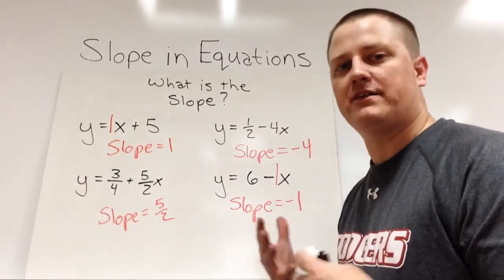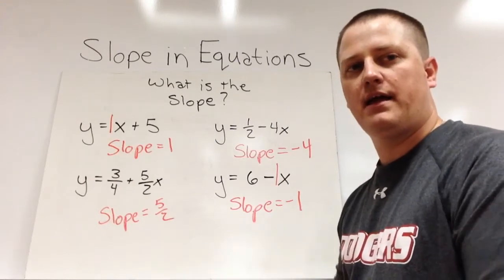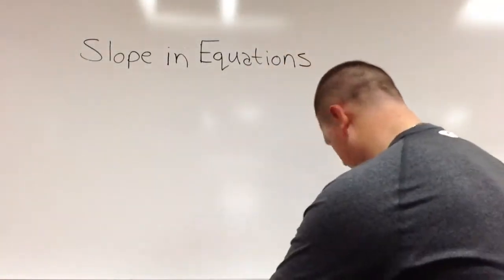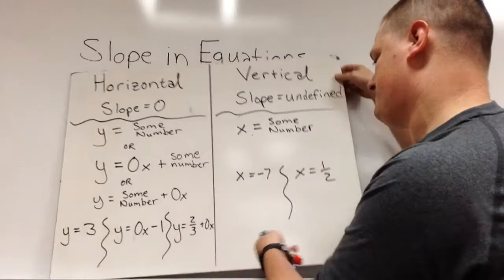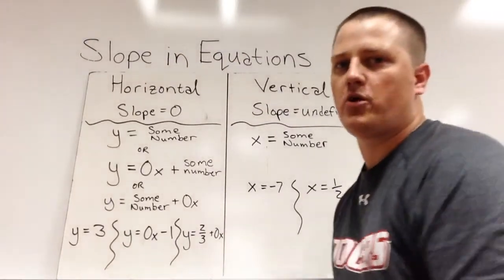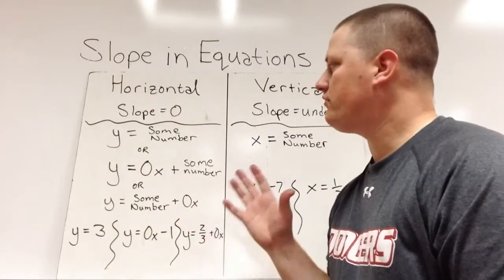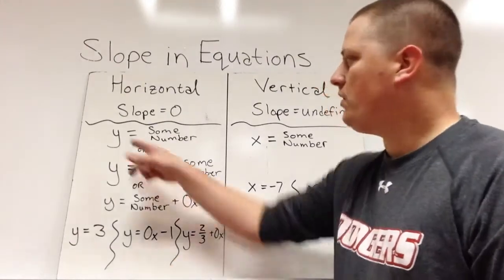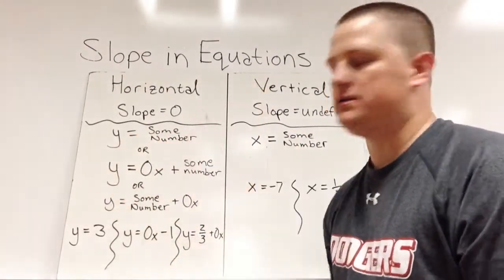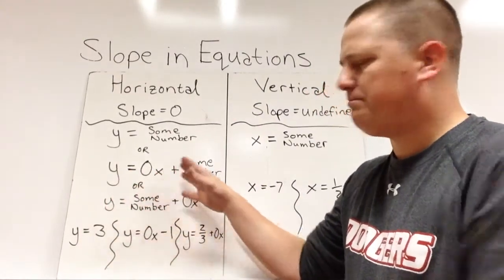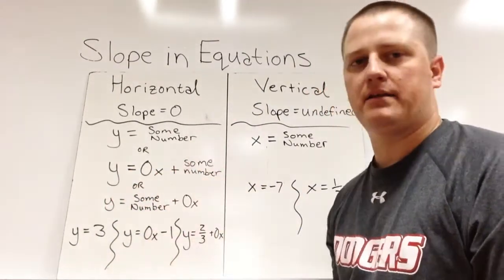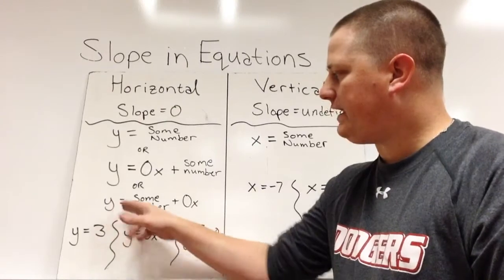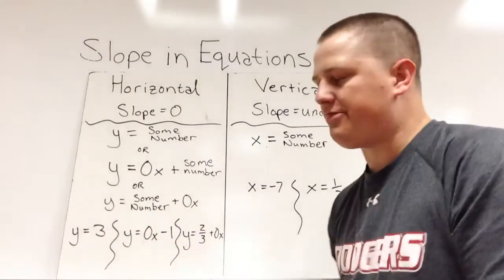Alright, let's look at horizontal and vertical lines, what their equations look like, and identify the slope there. So for a horizontal line, we know that the slope is 0. So basically there are 3 ways that an equation can look for the slope to be 0. We can have y equaling any number. We can have y equals 0x plus or minus some number. The minus and plus are interchangeable, that's why I've got plus there. Or y equals some number plus 0x. So I've got 3 examples of this.